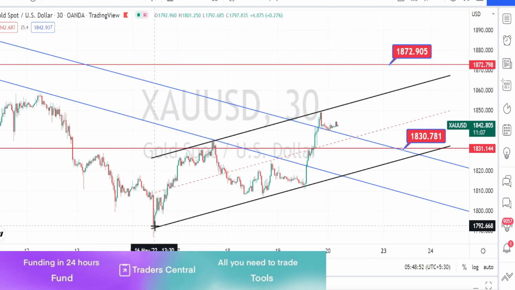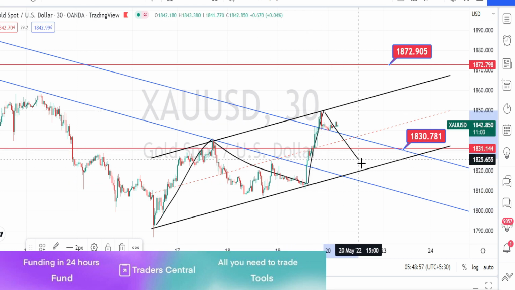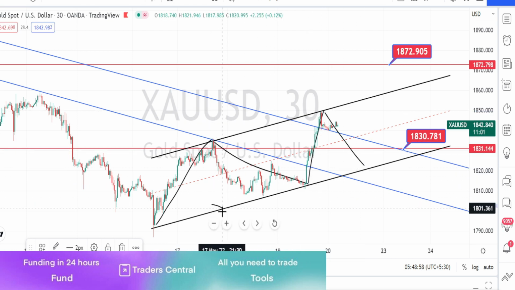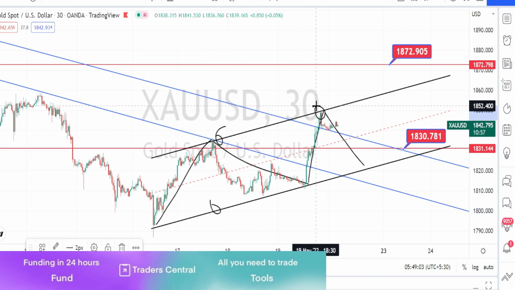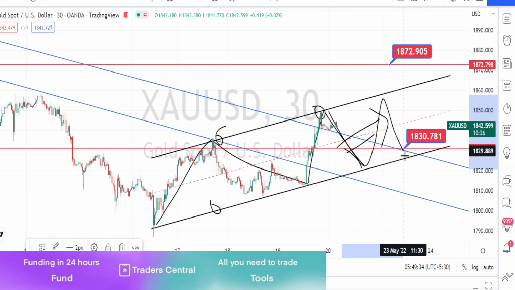I'm in 30 minutes time frame now. In 30 minutes time frame also we are looking at a very healthy bullish trend. It is trading within a bullish channel pattern over here. Currently it has tested this resistance line of the bullish channel pattern. So we can expect a retracement to happen in 30 minutes time frame. So as long as the price action is trading within this bullish channel pattern, we can expect the bullish trend to continue. Next level of resistance is going to be around 1872.